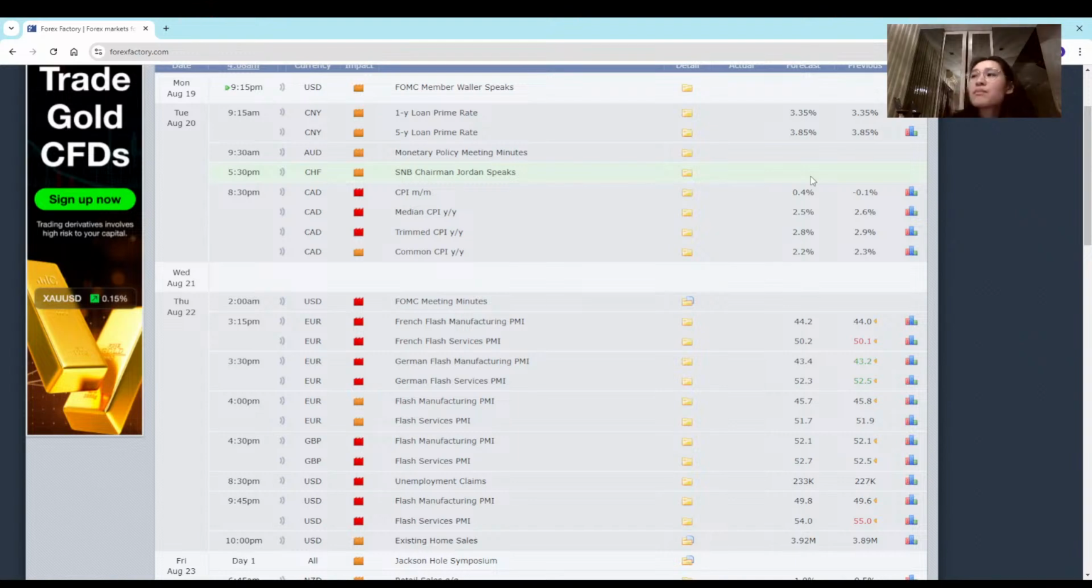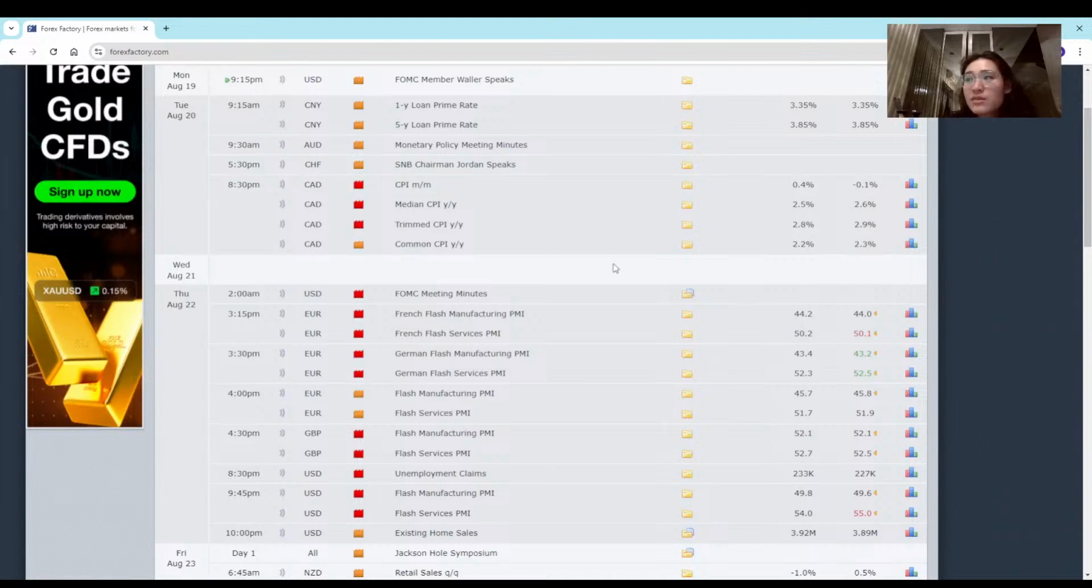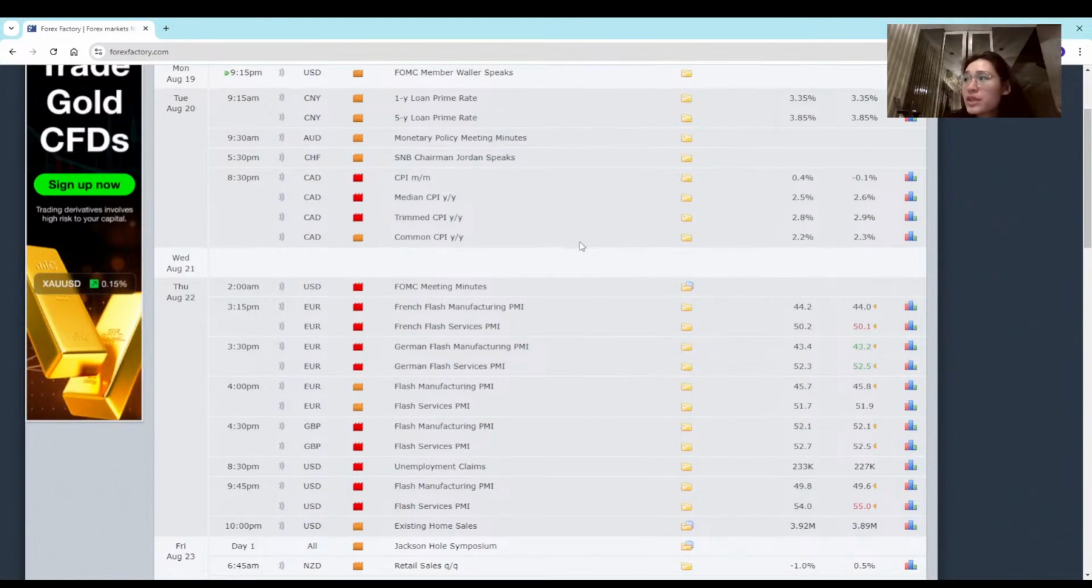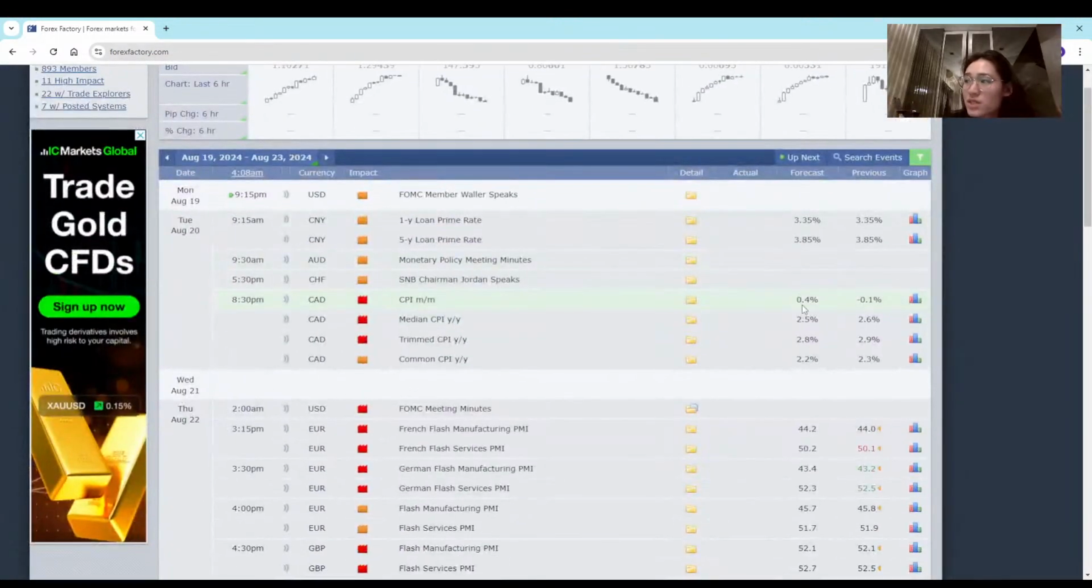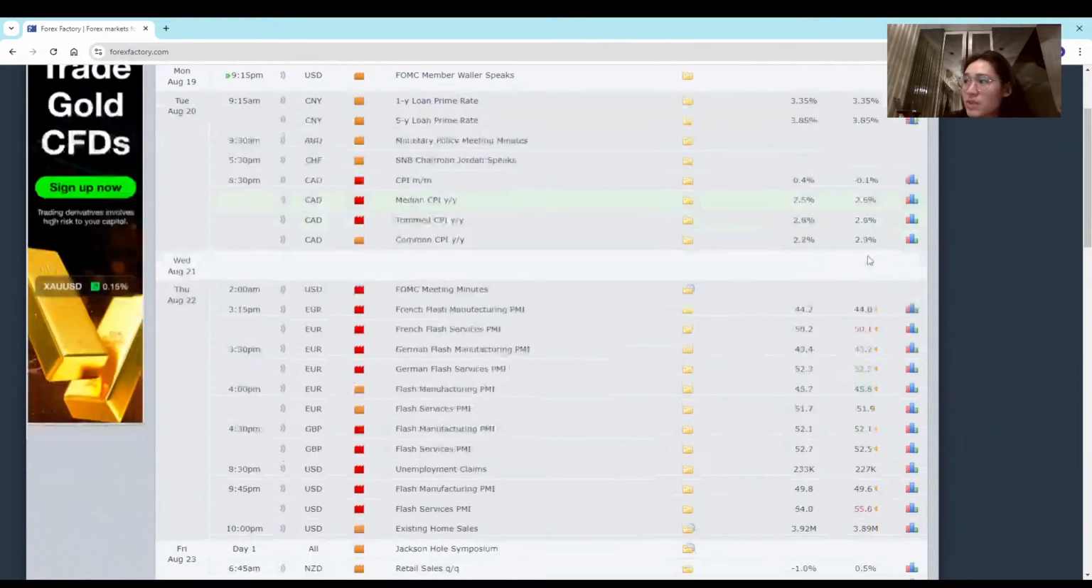Switzerland Chairman Jordan will be speaking as well. Canadian CPI data, median, trimmed, and common will be released, and they're all expected to be lower than previous, except for the CPI month-on-month data, which is forecasted to be 0.4%, higher than the previous minus 0.1%.